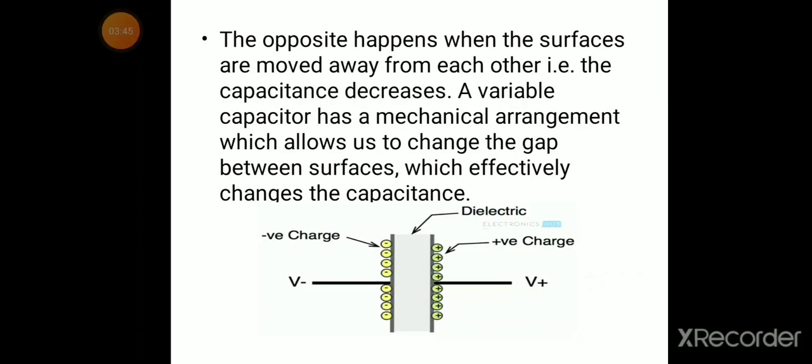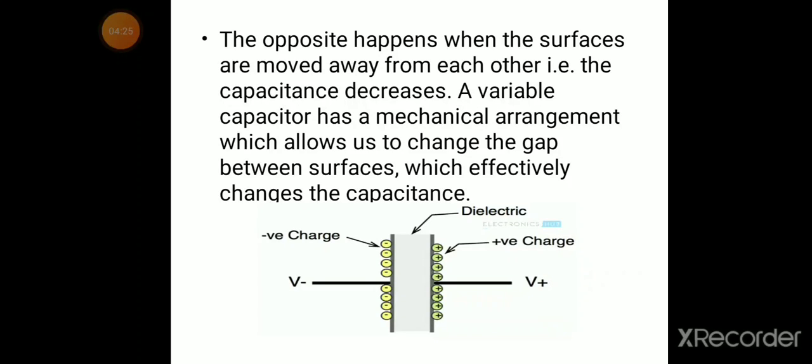You can see the diagram: the opposite happens when the surfaces are moved away from each other, that is, the capacitance decreases. A variable capacitor has a mechanical arrangement which allows us to change the gap between the surfaces, which effectively changes the capacitance.